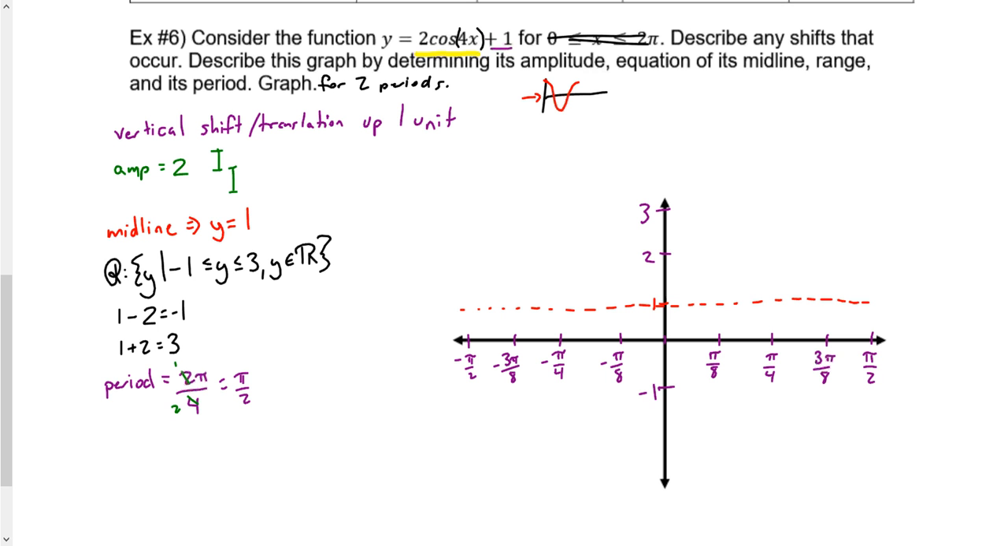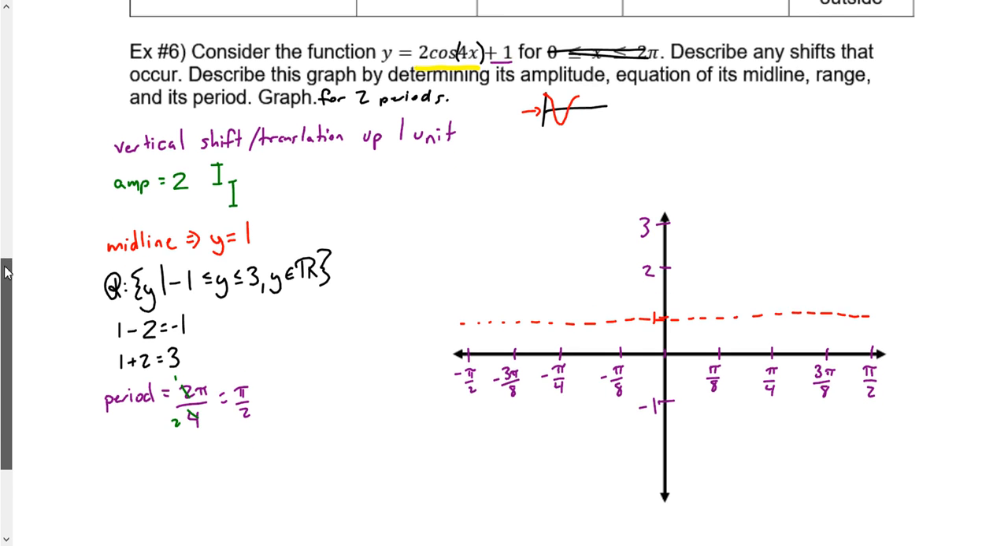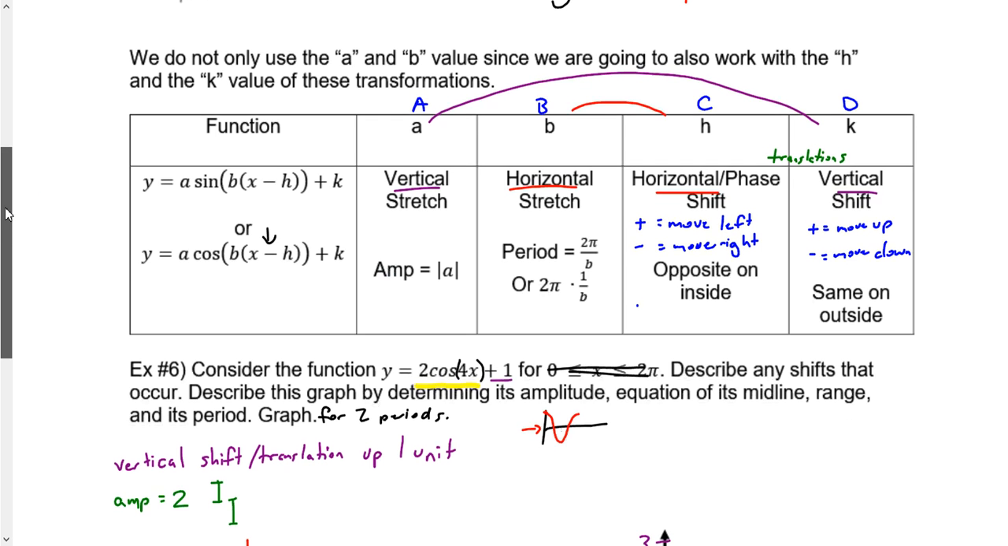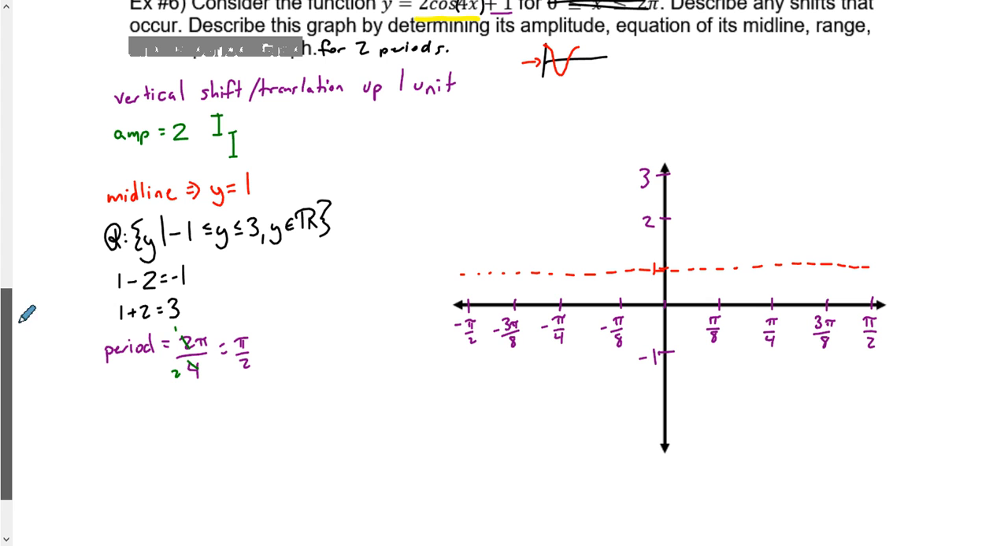One thing I haven't said yet is that we always make sure we apply these stretches because they're really a multiplication or division. Multiplication and division come before addition or subtraction, which are these translations. So we're always going to make sure we do A and B before we do the H and K. So now let's do a sketch of this.